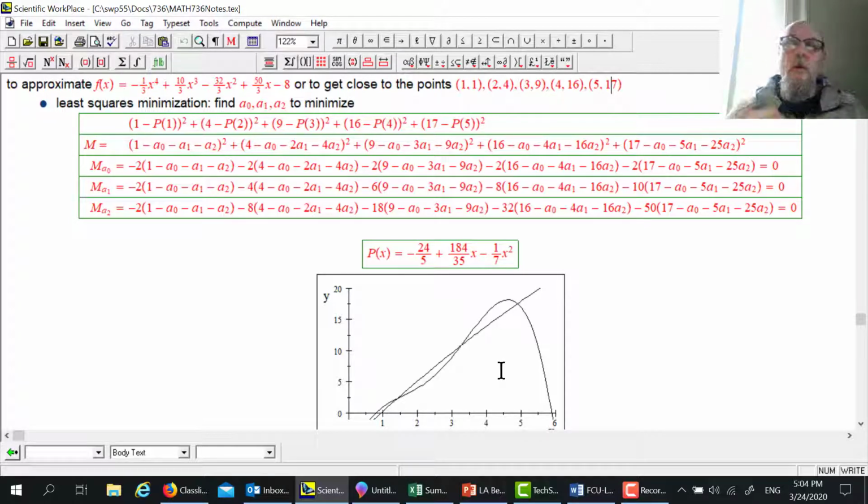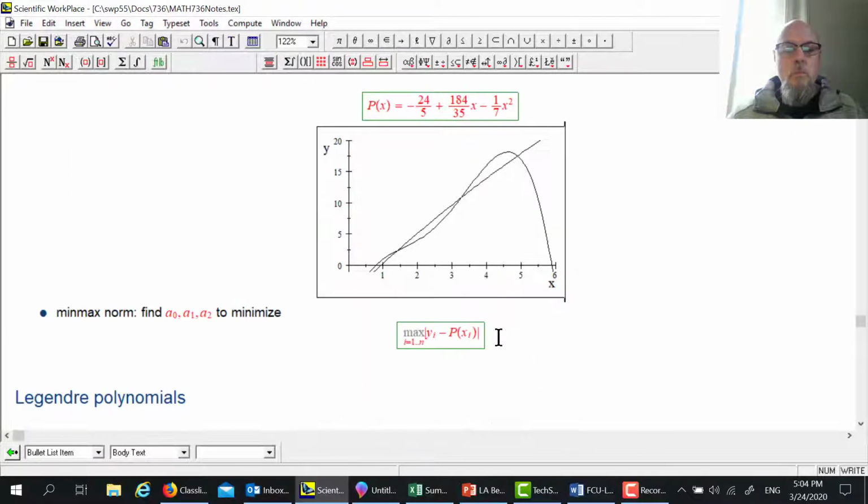So what's the point of all this? You could use this as a technique to, instead of using this 4th order polynomial, use this 2nd order polynomial as an approximation to that function. So minimizing square distance is one idea.